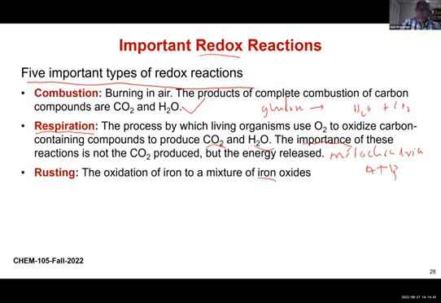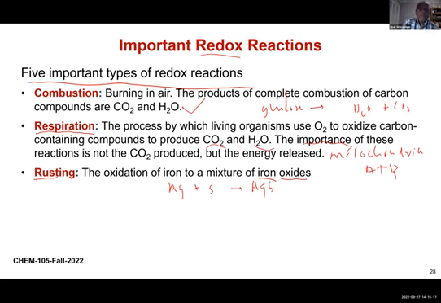Metals like iron combine with oxygen to produce iron oxide, which we call rust. Silver metal, silverware, reacts with sulfur compounds in the air to produce silver sulfide. This is the black color that forms on silverware. This is just like the formation of iron oxide. This is an important redox reaction: rusting, tarnishing.